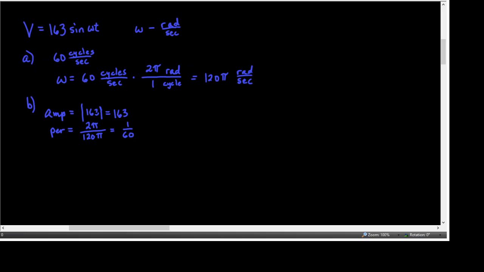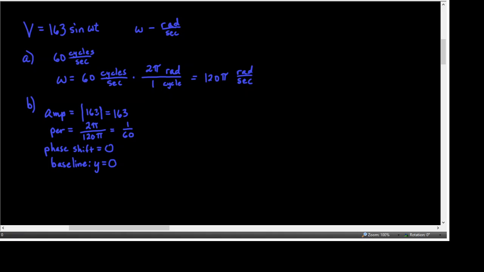And by the way, the 60 cycles per second, notice that that's the reciprocal of the period. That's kind of a nice thing to know when you're in a physics class, is that the period of the sinusoid is the reciprocal of the frequency. At any rate, that's the period. The phase shift is 0. And the baseline remains y equals 0.